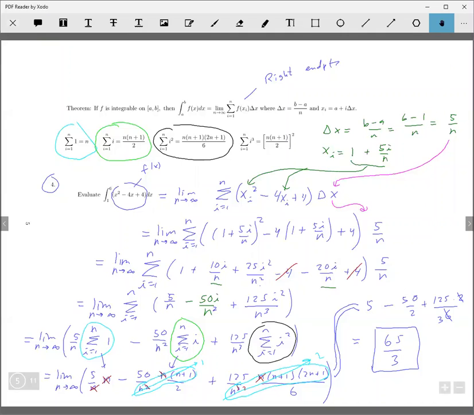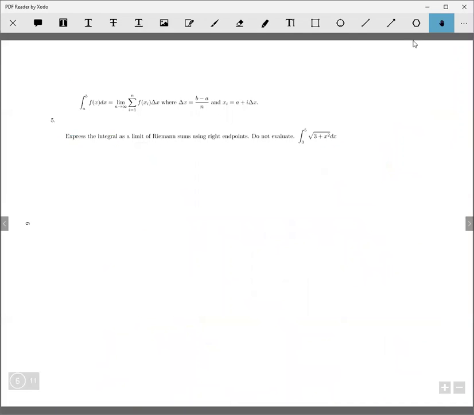Okay, so let's move on to number 5. Express the integral as a limit of Riemann sums using right endpoints. So this is the formula for right endpoints. Do not evaluate.